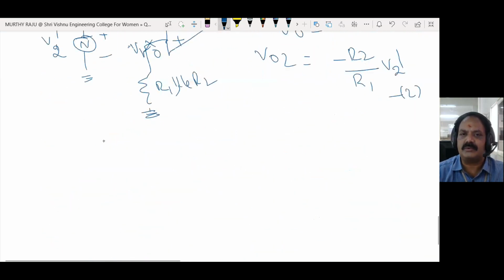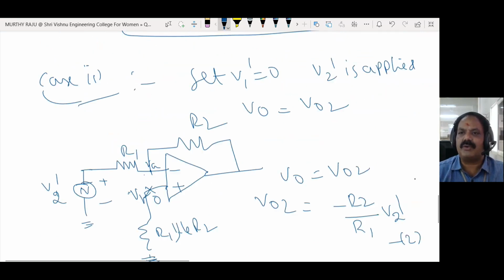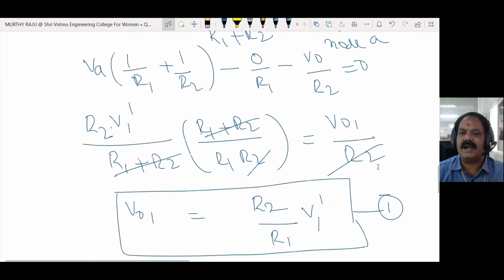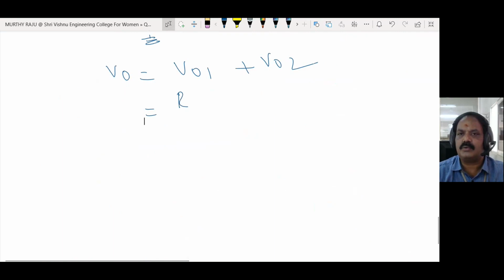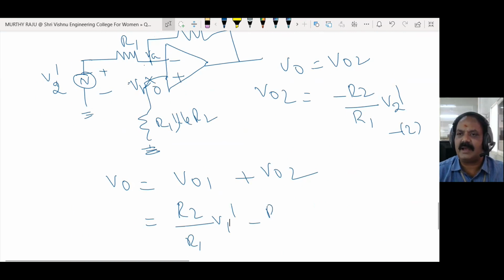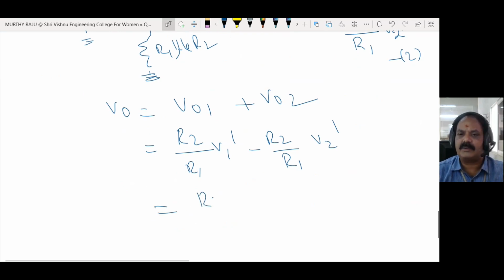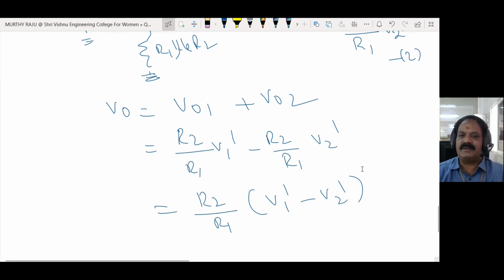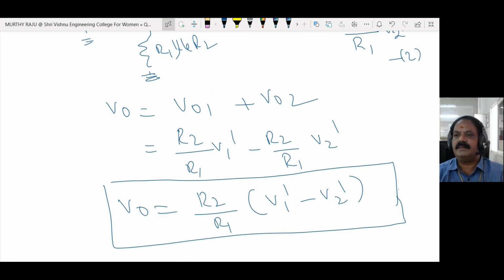Therefore, the output voltage of the differential amplifier is equal to V01 plus V02. V01 is equal to R2 by R1 into V1 dash. V02 is equal to minus R2 by R1 into V2 dash. Therefore, the common term is R2 by R1 into V1 dash minus V2 dash. See the output of the differential amplifier, the difference amplifier of the instrumentation amplifier. This is a very, very important equation.